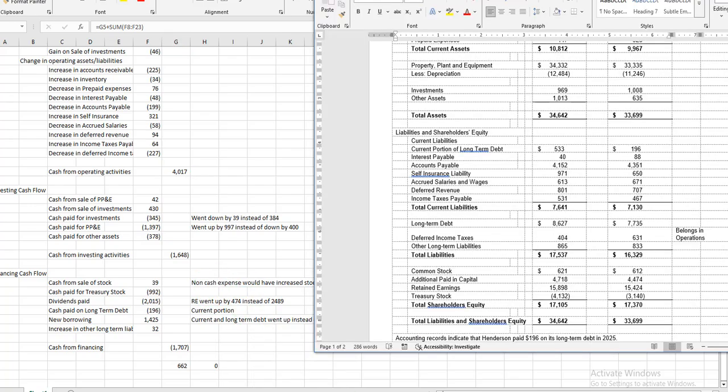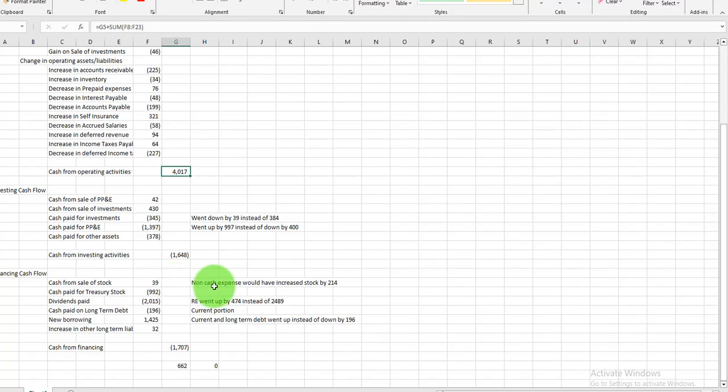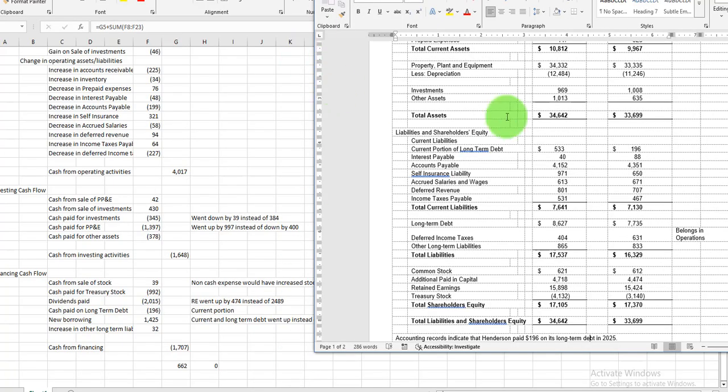So we would think, well, we must have sold stock for 252, or 253. But that's where the 214 of non-cash expense comes in, that's the other side of that journal entry. It would have been stock, and so that part is non-cash. The cash we actually received from the sale of stock is only 39. Cash paid for treasury stock is just the difference.